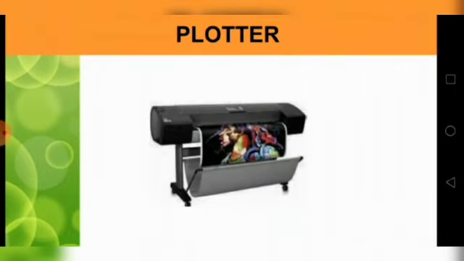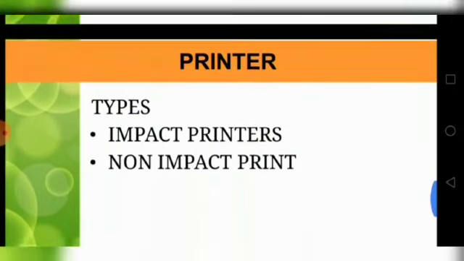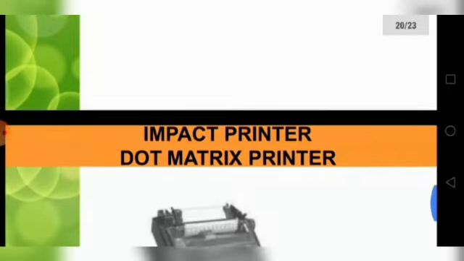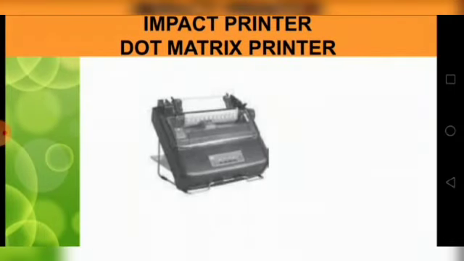Okay, next one, plotter. A plotter is an output device used to produce graphical output on paper. It uses single color or multicolor pens to draw the pictures. Let me move to printers. Printers are divided into two types: one is impact printer, another is non-impact printer. Have you all seen an impact printer? For example, the dot matrix printer. Many medical shops use dot matrix printers.